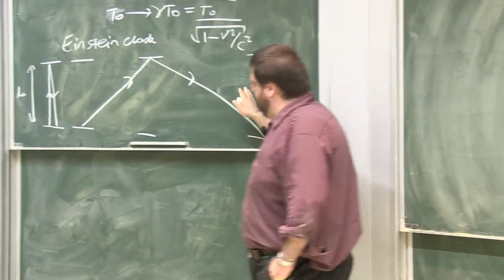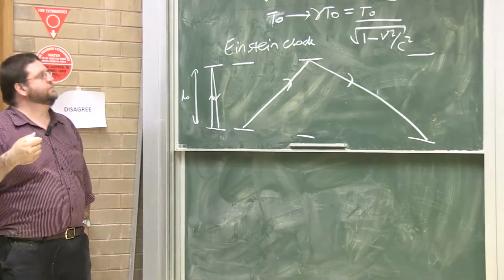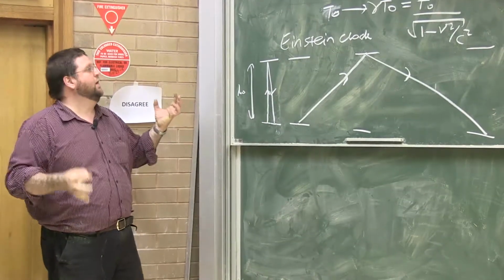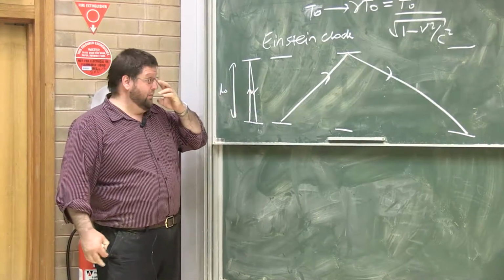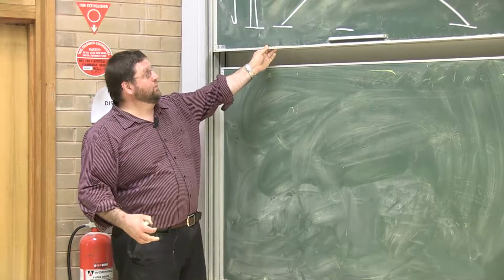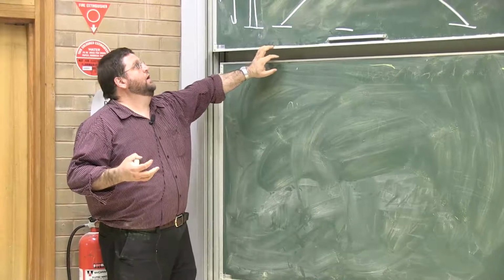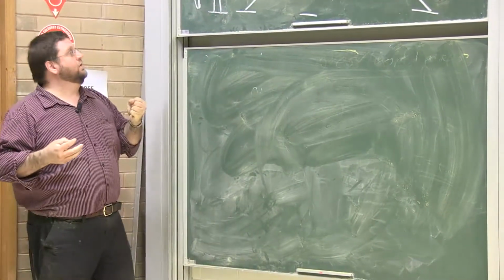But this contains the conceptual essence of why moving clocks run slow. Now, there's a leap, by the way: this is a particular form of clock, a light clock, which will run slow. The argument is that any moving clock will run slow. Ask yourself whether you believe that leap.